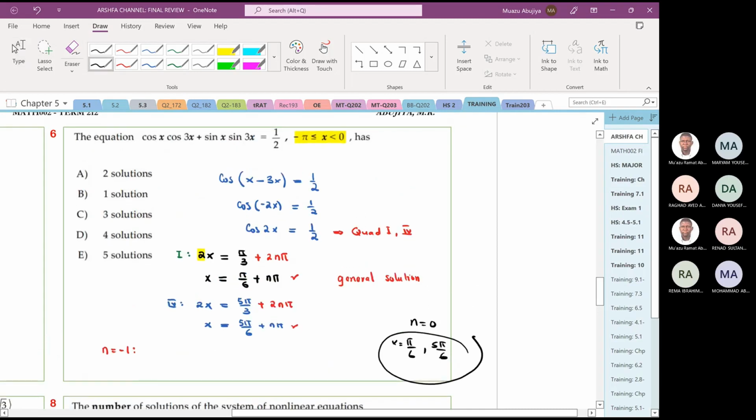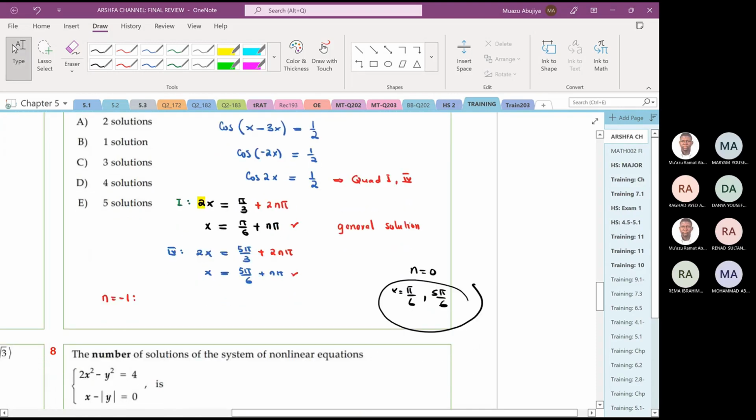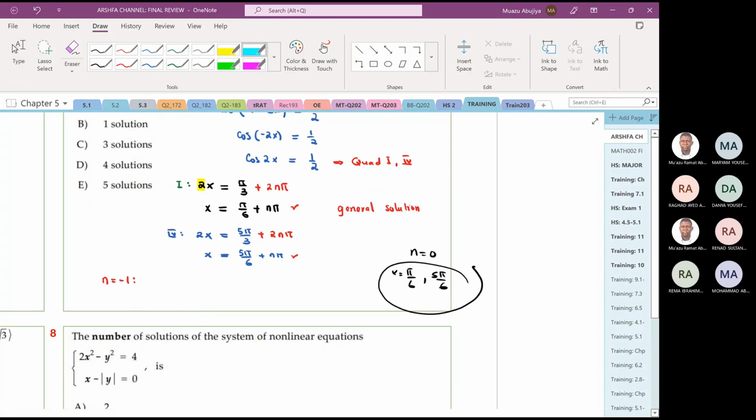Which interval is that? The interval of minus pi to 0. So now, I'm going to use n equal to -1. If I substitute n equal to -1 here, we say pi over 6 minus pi, and that is going to give us x equal to minus 5 pi over 6. The second one, if we put n equal to -1, we have 5 pi over 6 minus pi, and that is going to give us minus pi over 6.